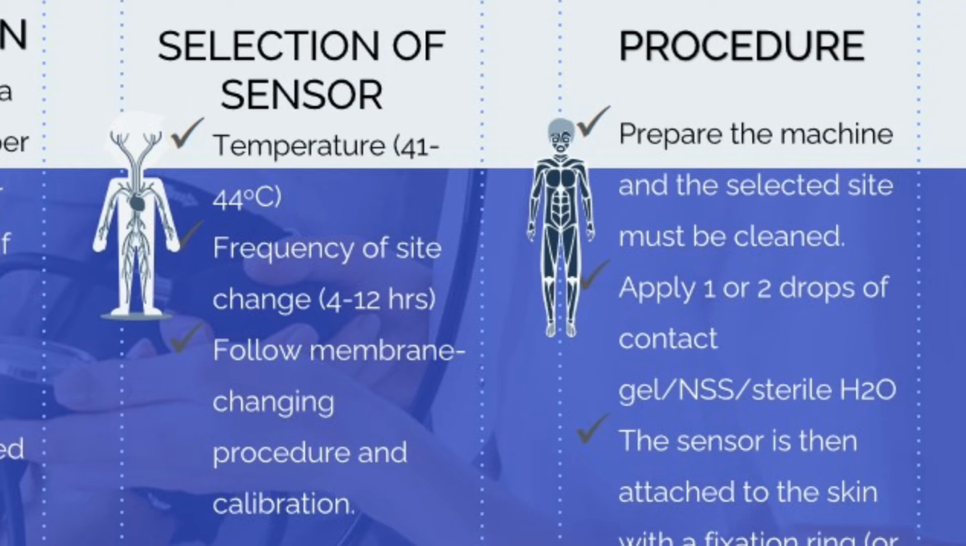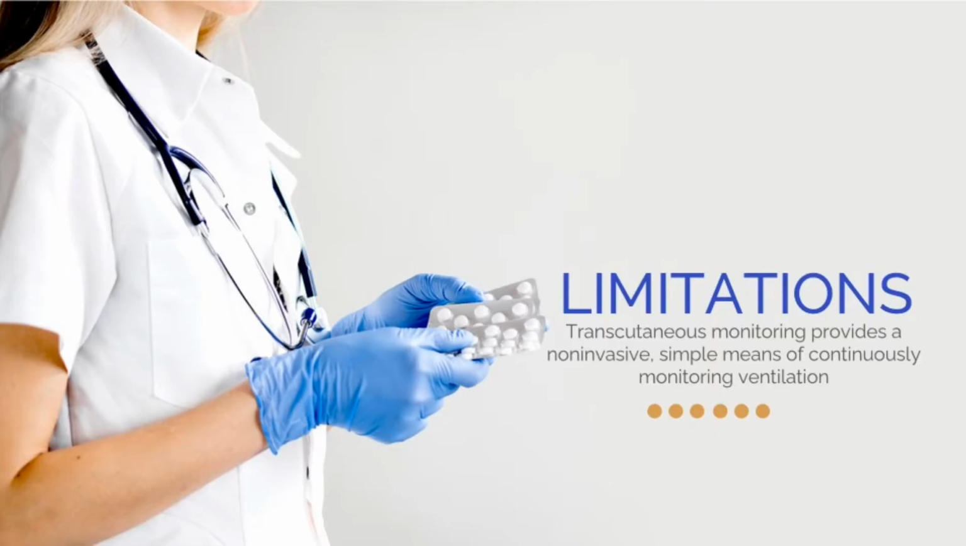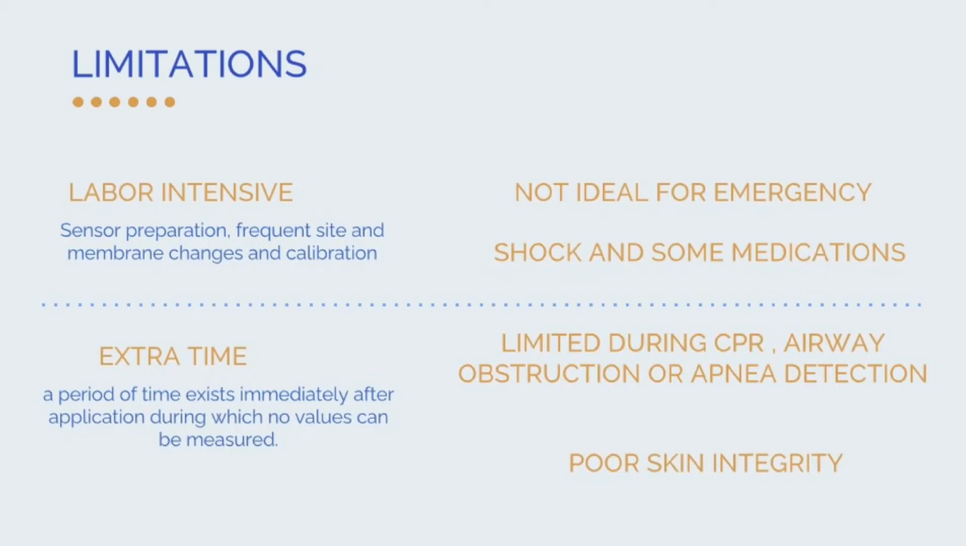The sensor is then attached to the skin with a fixation ring or earlobe clip. The ring must make a good seal between the sensor and the skin. This is to eliminate air bubbles. Transcutaneous monitoring provides a non-invasive, simple means of continuously monitoring ventilation, but it also has limitations.